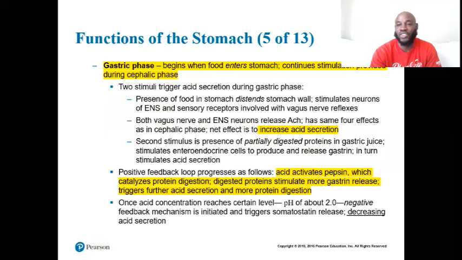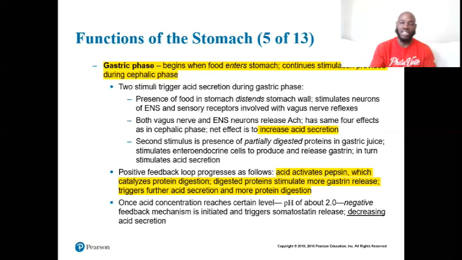Then we go into the gastric phase. So that was the cephalic phase; now the gastric phase begins when food enters the stomach. So we've increased this acid production, hydrochloric acid. Now food has traveled through your esophagus, and the bolus enters the stomach. The gastric phase begins when food enters the stomach. Now we have 2 stimuli that trigger acid secretion during the gastric phase.